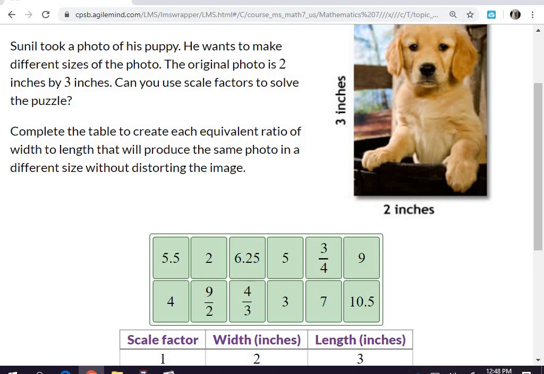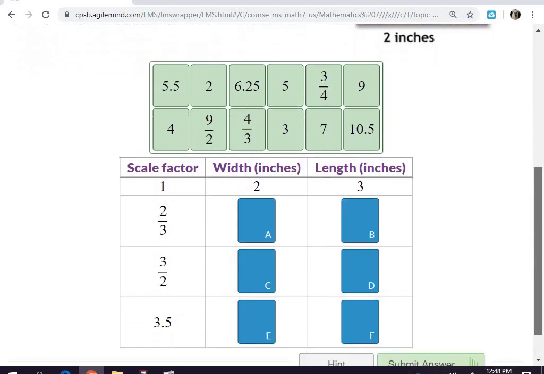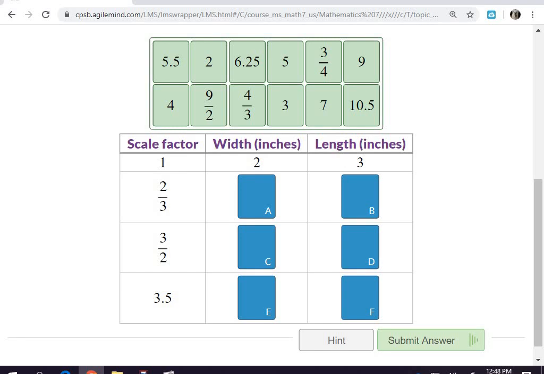It says he wants to make different sizes of the photo. The original photo is 2 inches by 3 inches. Can you use scale factor to solve the puzzle? Alright, so this looks like your chart on your page. They're giving you some scale factors, and they want to find the new dimensions. Well, let's refresh our memory. Here's a scale factor. Here's a width and length.